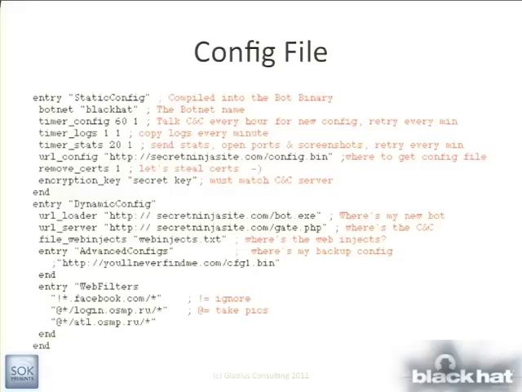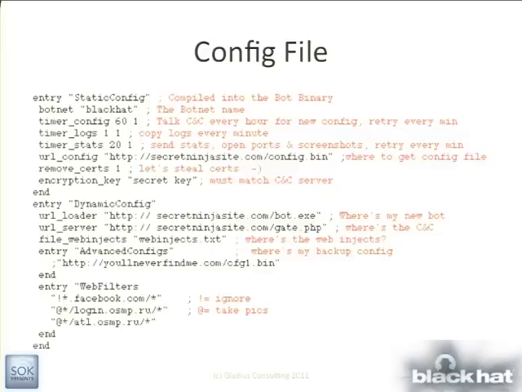And it says timer config 60 1. Generally the first parameter is when to do it, and the second parameter is, if you failed, when to retry. So it says talk to the command and control server every 60 minutes. If that fails, retry every minute. Timer logs: upload your logs every so often, and if that fails, try again every minute. Here we want a constant view of what's going on, so we might change it to 1-1.